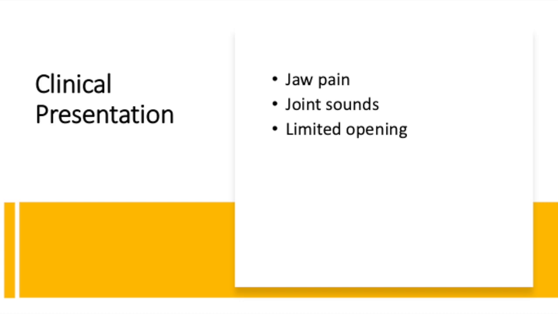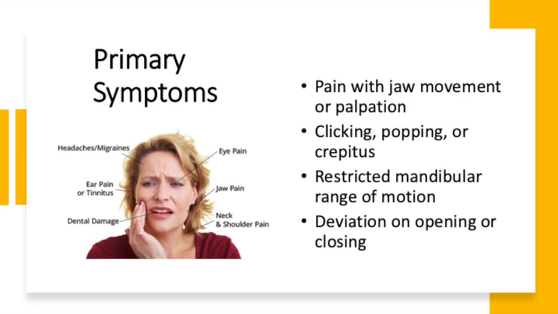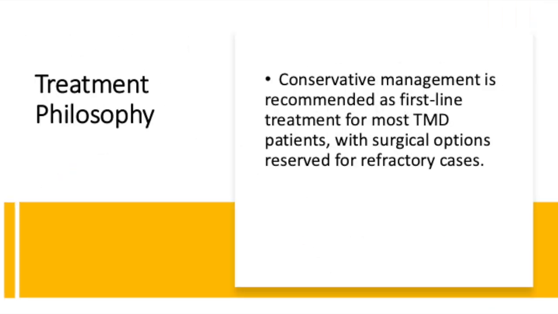Aspects of the clinical history that might be relevant include jaw pain, joint sounds, and in particular, limited opening of the mouth. The primary symptoms of the TMDs include pain with jaw movement or palpation of the musculature or joint, painful clicking, popping, or crepitus in the joint itself, restricted mandibular range of motion, and to some degree deviation on opening or closing. The treatment philosophy for TMD pain involves conservative management as a first-line therapy, with surgical options reserved for the rare refractory cases.